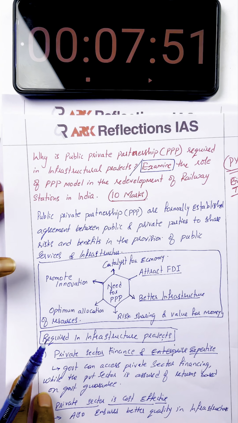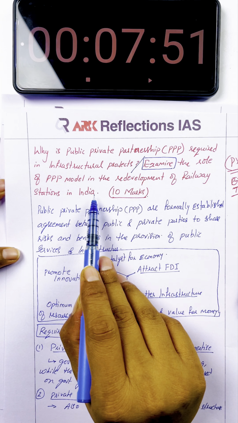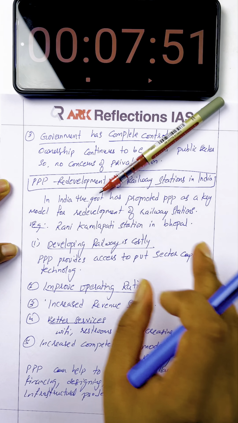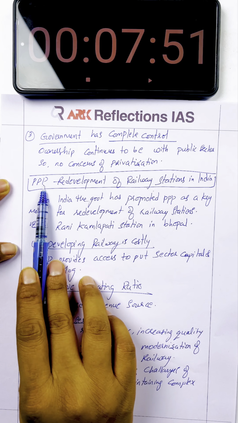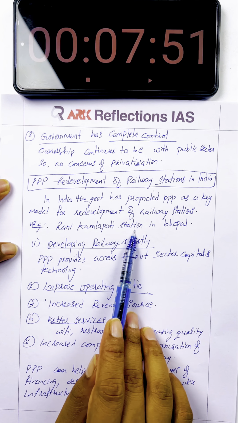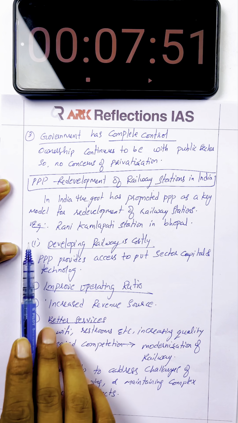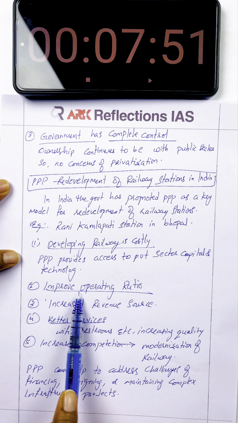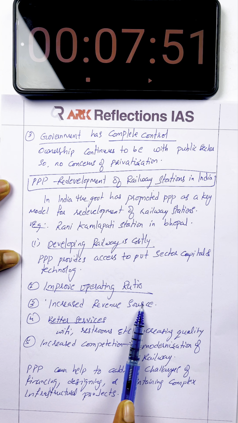Addressing the second part of the question, that is, examine the role of the PPP model in the redevelopment of railway stations in India. So here, examination means, as I already told you, to inspect and study something very closely. So here we looked into the redevelopment of railway stations in India and we said that Rani Kamlapati station in Bhopal is already developed, and this has helped in developing railway stations which are costlier. It made it easier, improved the operating ratio, and better services are there. Likewise, increased revenue sources are also possible.